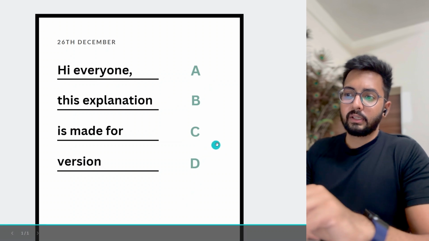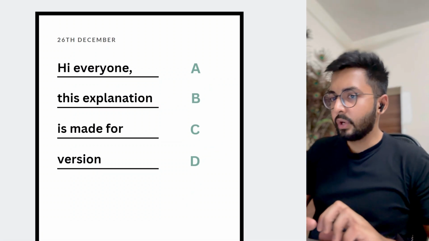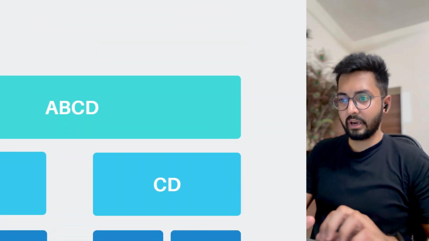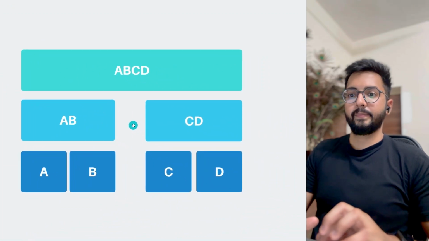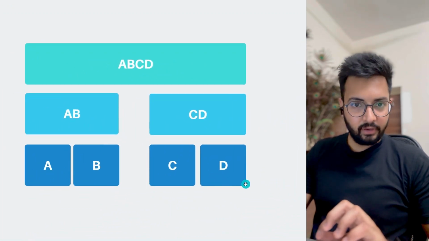So these are hashes, right? How will they be arranged? They will be arranged in a Merkle tree data structure. And what does a Merkle tree look like? It looks like this. So these are the chunks, A, B, C, D.